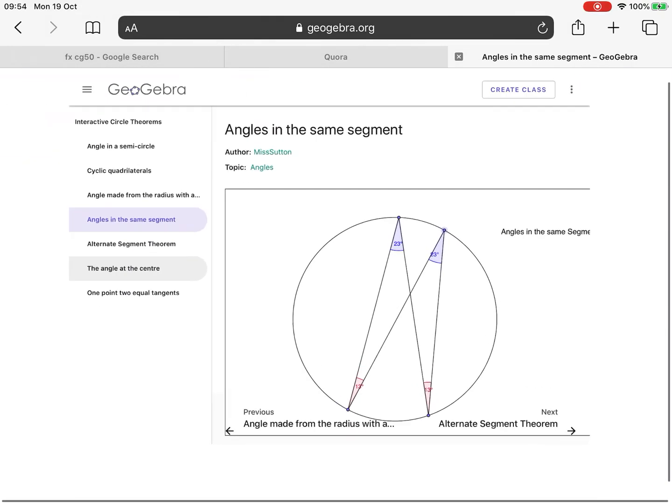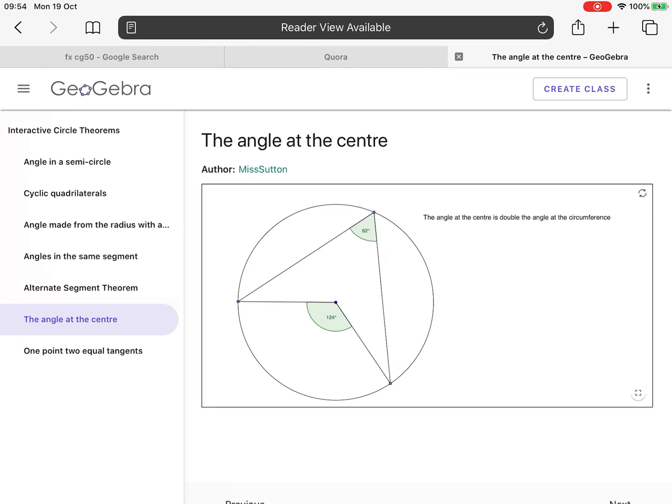Where's that one? Angle at the centre. Why is that not working?